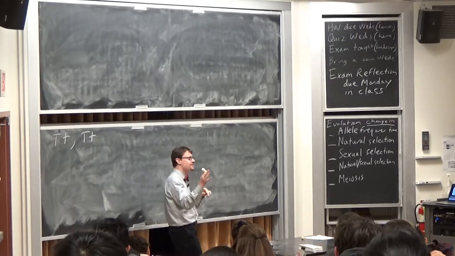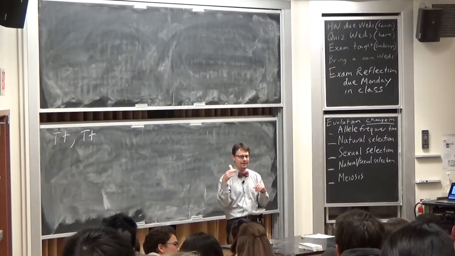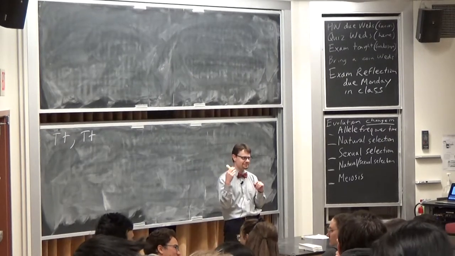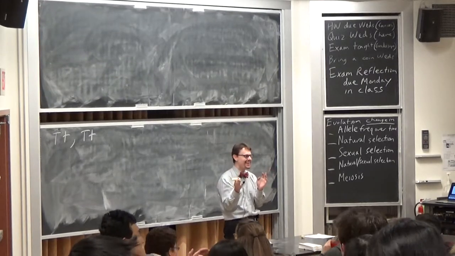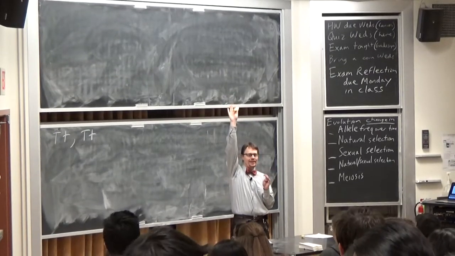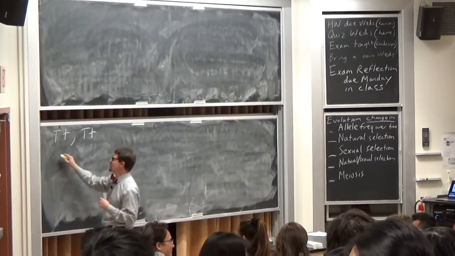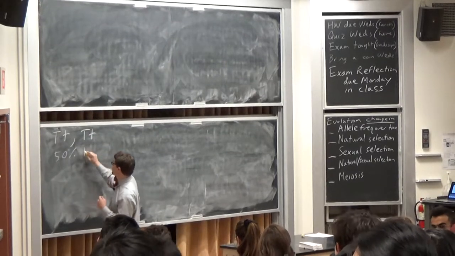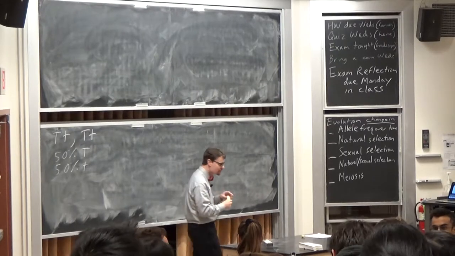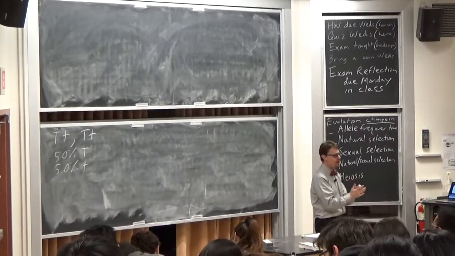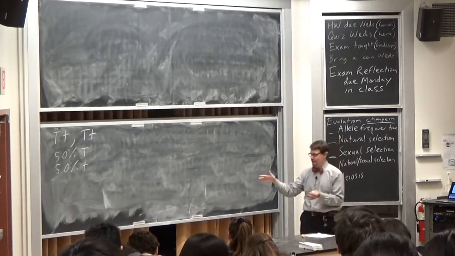So let's take like 10 seconds, make a guess with your neighbor about what you think the allele frequency is, and then we'll come back and talk. It's pretty easy, that's why it's 10 seconds. All right, anyone want to share what they came up with? Sure, yeah. Yeah, exactly. So we can say 50% of the alleles in our population are this, 50% of the alleles in our population are that.